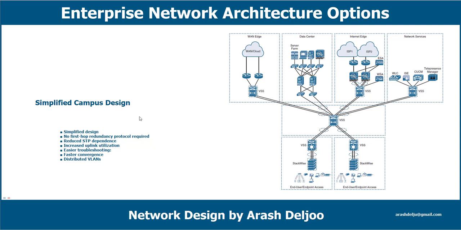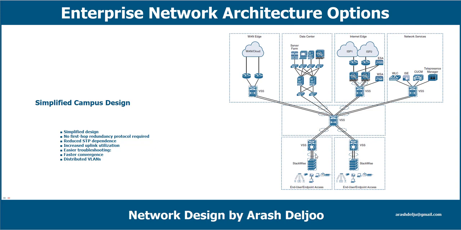With this simplified campus design, as you can see, we don't need to configure a first hop redundancy protocol like HSRP or VRRP, because the IP gateway or default IP gateway is residing only on a single logical interface. For example, interface VLAN 1 of this VSS, interface VLAN 1 of this VSS, or other interfaces. Here the 2 physical switches are converted to 1 logical switch, and in this 1 logical switch we have only 1 interface VLAN.